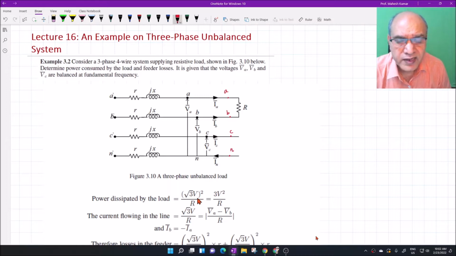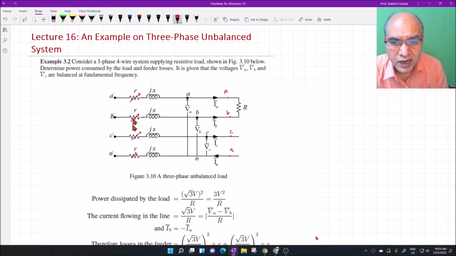Basically, we have to find the power output and the losses in the feeder. Here, small r is the resistance of the feeder and small x is the reactance of the feeder. In this particular case, we are more concerned about the ohmic losses, the wattage losses. So for that, we have considered only the r. In case of reactive power losses, you have to consider x also.